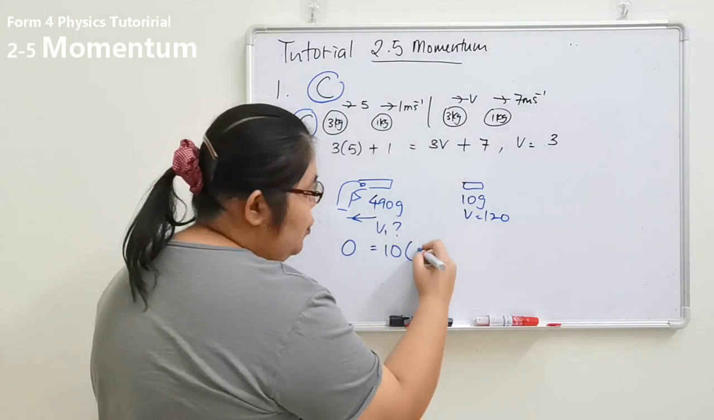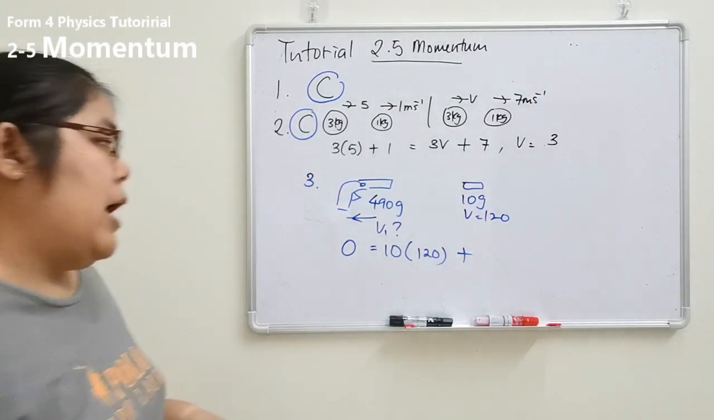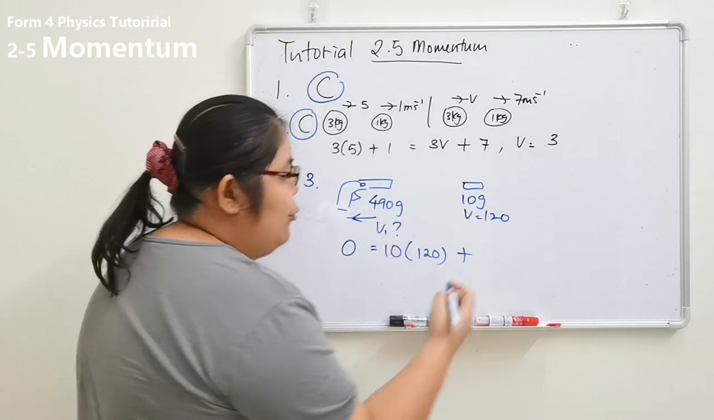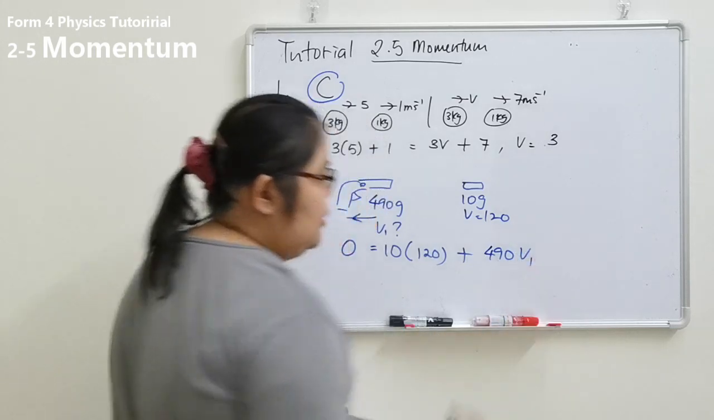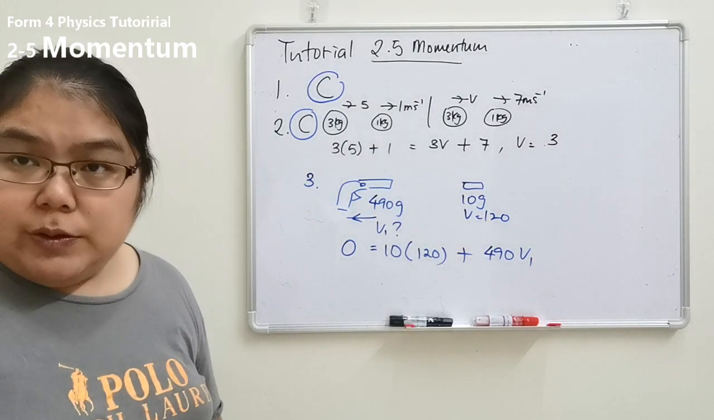Okay, after that is 120 plus M1V1, this one is M2V2, M1V1. So it's 490 V1. So we find the answer V1. V1 should be negative, yes or no?